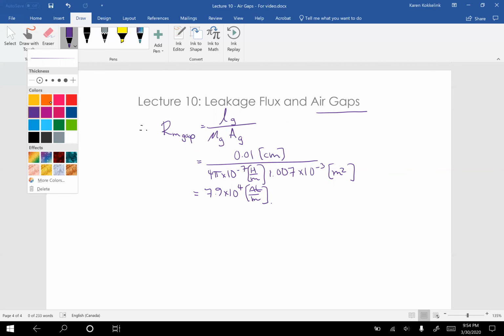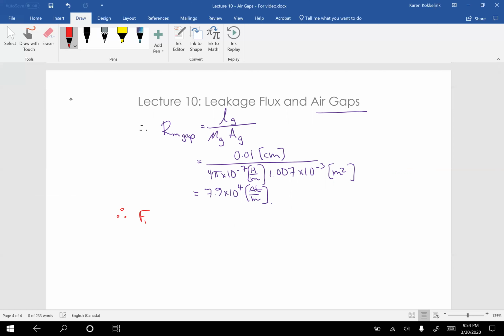Don't forget that your question was actually asking for a net amount of force. You'll have to multiply flux, which is given, by the sum of the reluctances. So the given flux is 1.2 times the reluctance of cast plus reluctance of sheet plus 2 times reluctance of gap, which now we know.